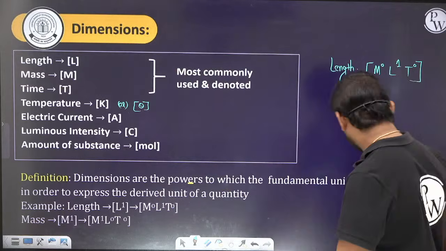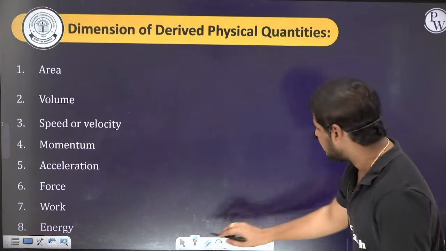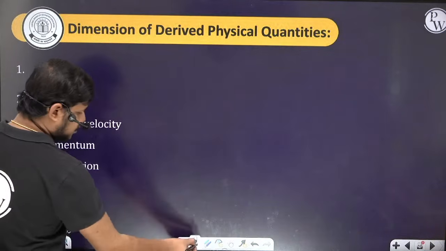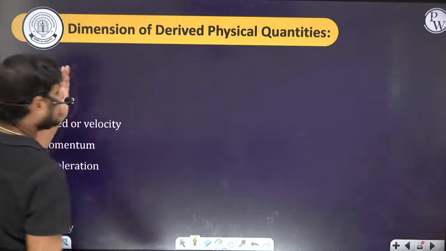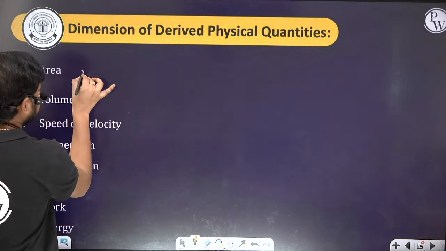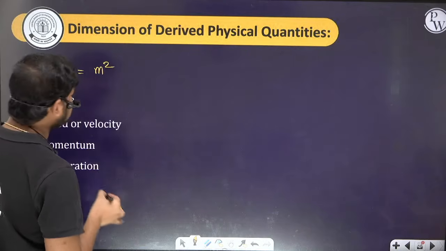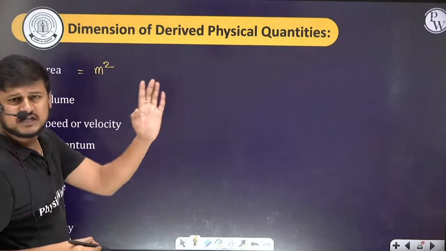Okay. Chalo. So now let's go one by one. Let's write with me. First of all, what are the dimensions for area? Area means basically we write meter square as the units, right? Meter square are the units, length into length or length into breadth.